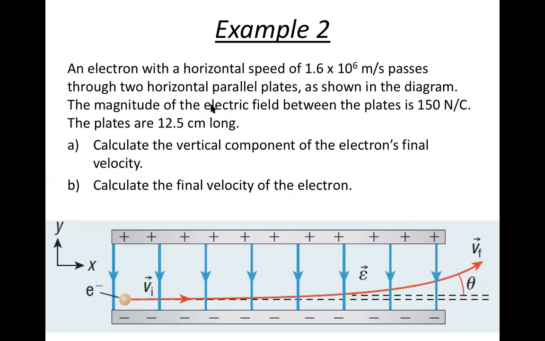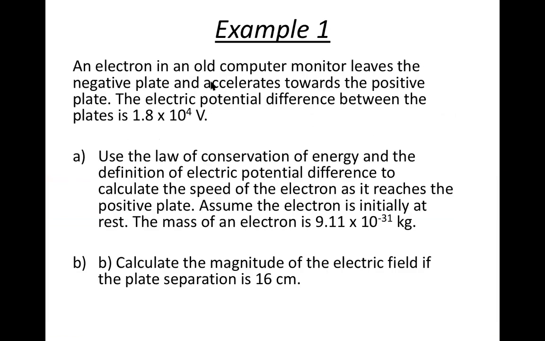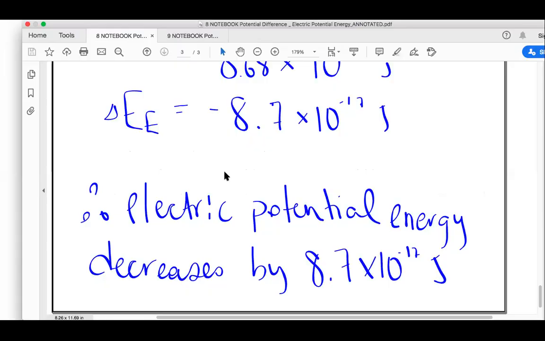Okay, so let's go to example 1. We have an electron in an old computer monitor that leaves the negative plate and accelerates towards the positive plate. The electric potential difference between the plates is 1.8 times 10 to the 4 volts. Use the law of conservation of energy and the definition of electric potential difference to calculate the speed of the electron as it reaches the positive plate. Assume the electron is initially at rest. The mass of an electron is given. So let's draw a diagram first.